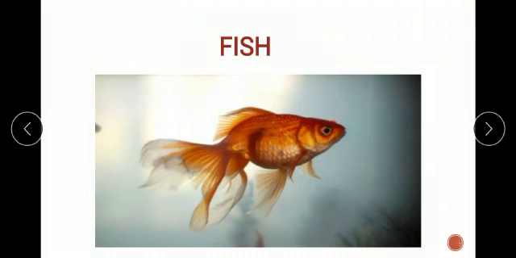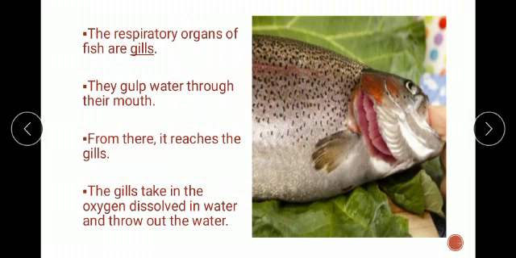Next, there is fish. The respiratory organs of fish are gills. So look here in this picture, these are the gills of the fish. They gulp water through their mouth. From the mouth, water reaches the gills, and the gills take in the oxygen dissolved in water and throw out the water from the mouth.